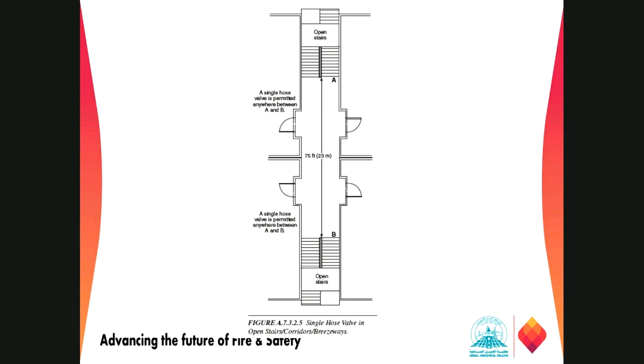A single hose valve is permitted in open stairs, right? If your stairs are open, we can put one at this location. A single hose valve is permitted somewhere between A and B. So if you can put your fire hose valve at this exit, it will completely cover this area also and this area also, because the length is 75 feet. We can easily put it at the center so that it will cover easily.